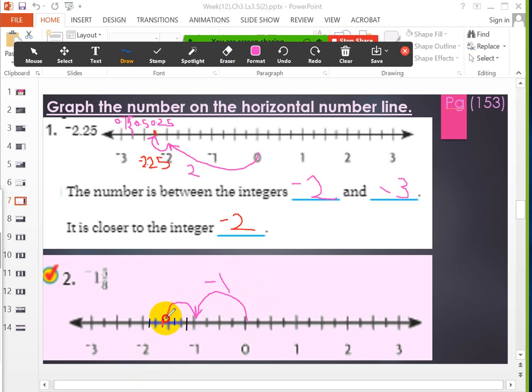So this is the number here. Okay, -1 and 5/8.